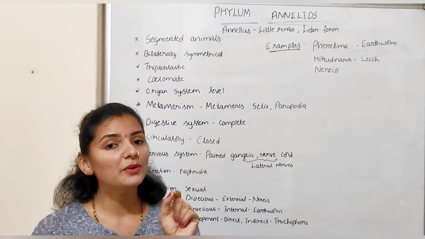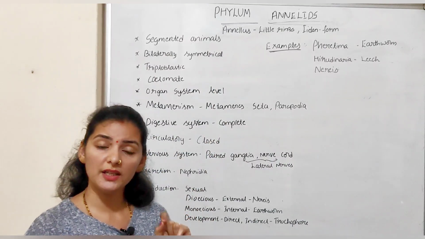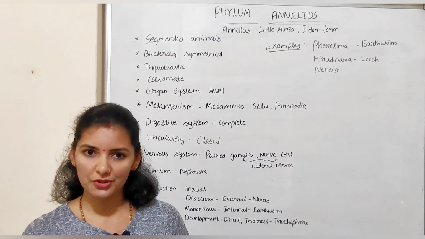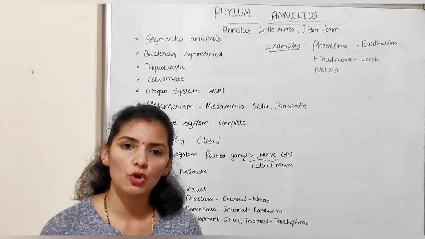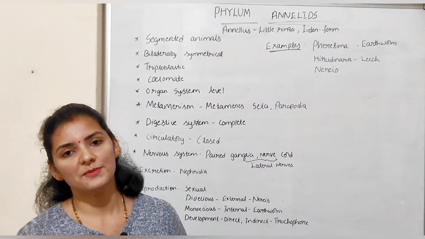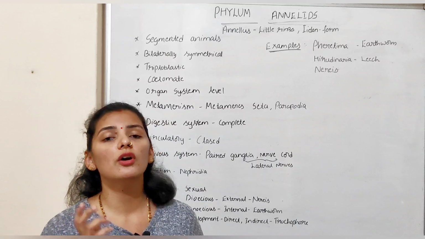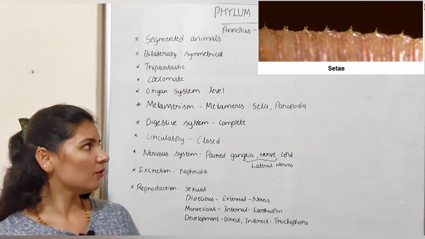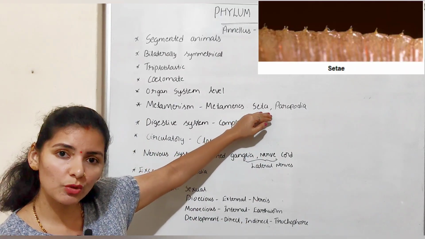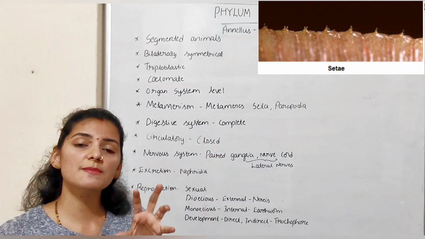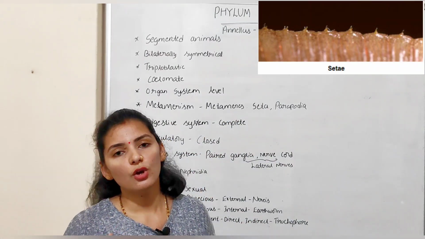So what are the important characteristics of annelids? In annelids, the body wall consists of both circular and longitudinal muscle, which helps in locomotion. Apart from that, there are special locomotory organs present in these organisms. For example, in the case of earthworm, there is a chitinous outgrowth called setae. So setae is present in the earthworm, which helps in locomotion.